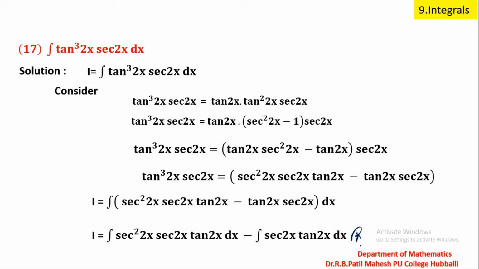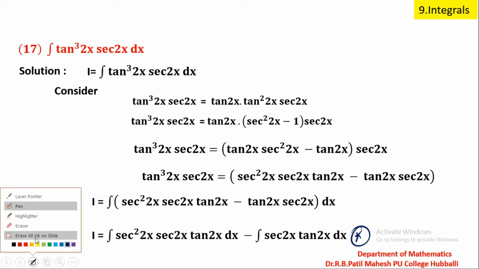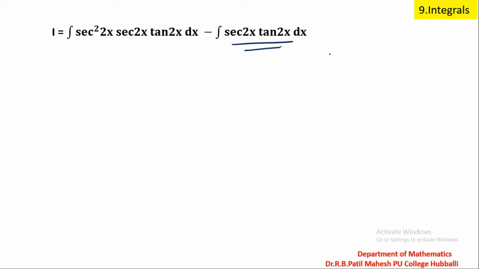I am going to take the same step in the next slide also, the same as the last step in the previous slide. Integration of secant square 2x sec 2x tan 2x dx minus integration of sec 2x tan 2x. This integration is very simple, students. It is something like the integration of sec x tan x. What is the integration of sec x tan x? It is just sec x.